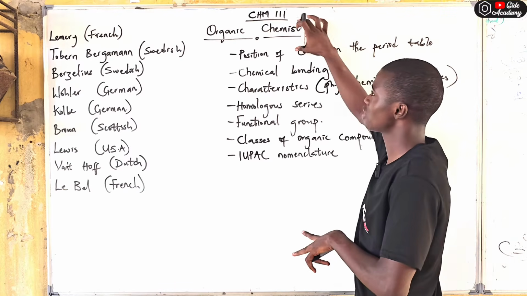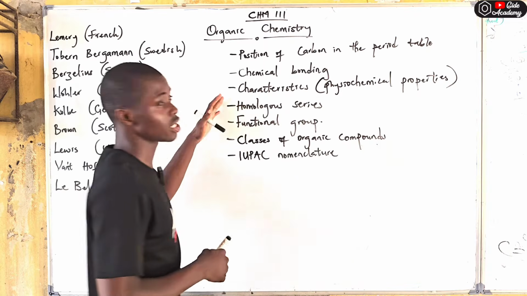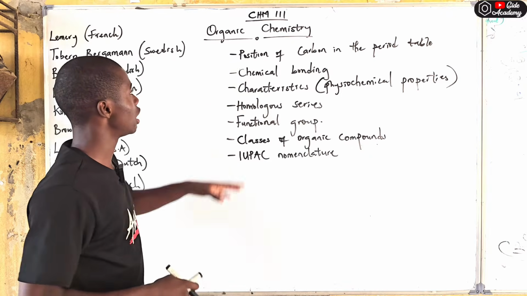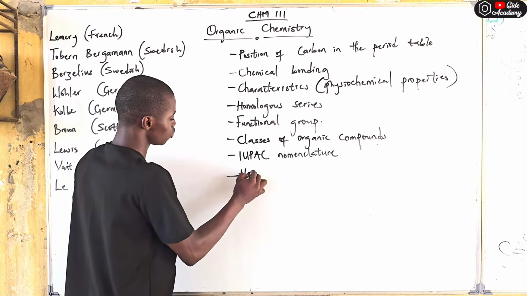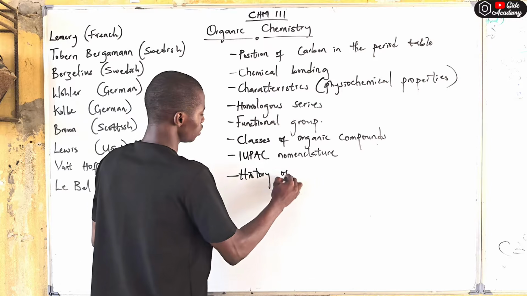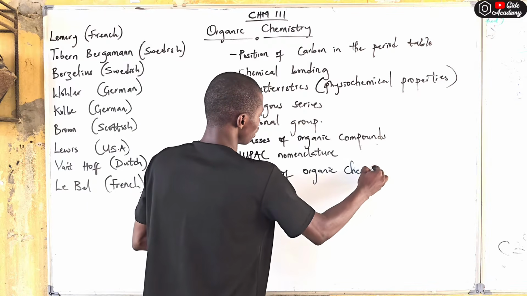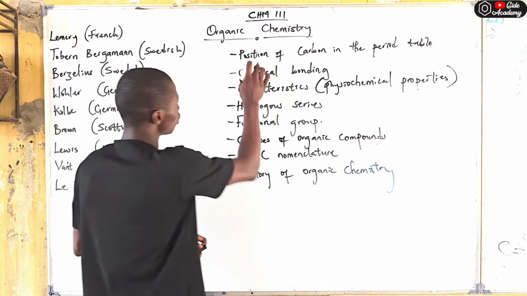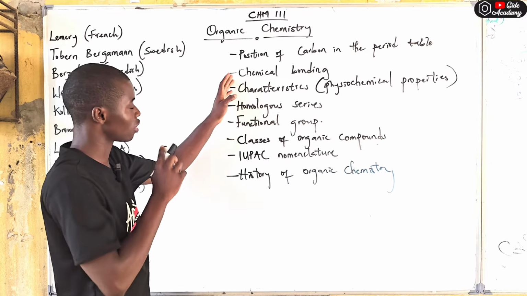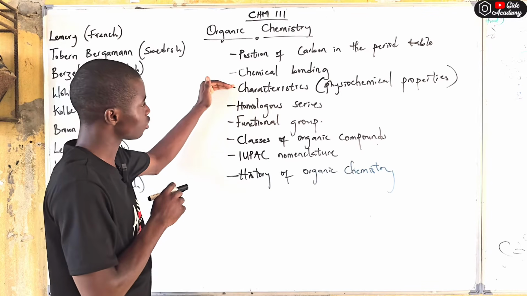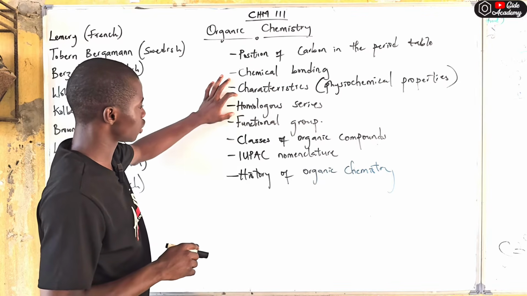And in this particular season, we'll be dealing with a lot of things related to carbon. The major one we'll be dealing with there is the history of organic chemistry. Apart from the history, we'll be talking about the position of carbon in the periodic table, chemical bonding in organic chemistry, characteristics, and the physiochemical properties of organic compounds. We'll be dealing with homologous series.